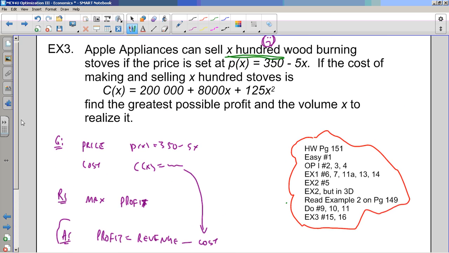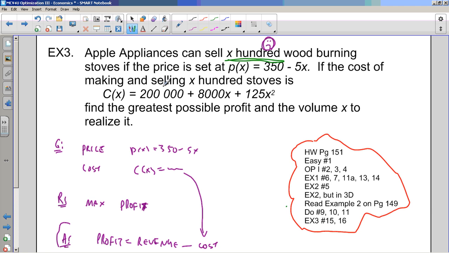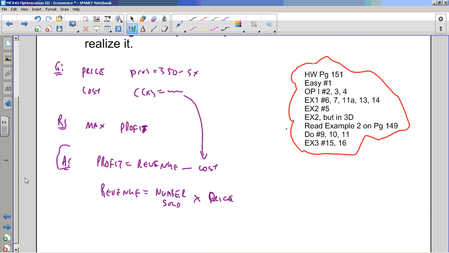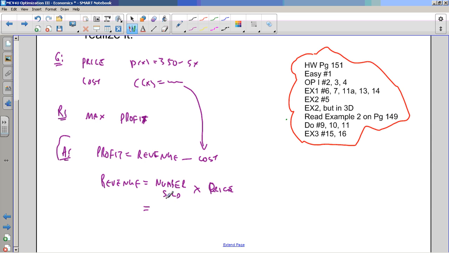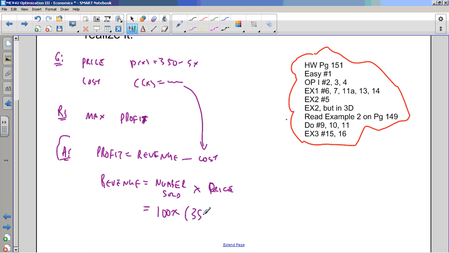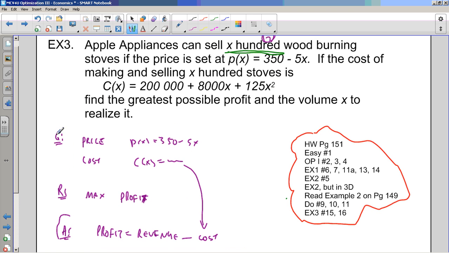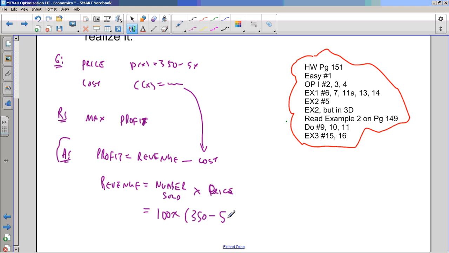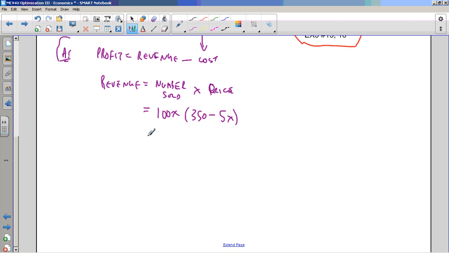That's the revenue. Well, what does it say? It can sell x hundred wood burning stoves. So number sold, if x is the hundred, how many sold? Well, that would be 100x then, x hundred. The price is that number right there. So should I have that as 100? No, that's just the price function. The price function has already got the hundreds involved there. So that's the revenue, and I can expand that if I wanted to. Why not?